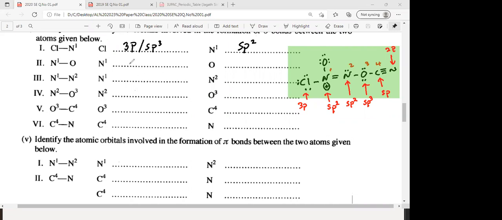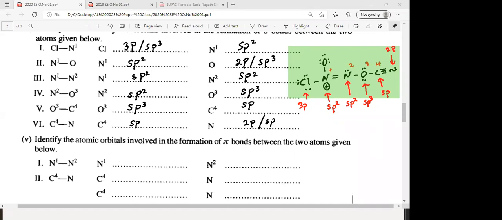Look at the screen and check. Those who have got the printout or have done this, you can mark with the red pen, or else you can copy down the answer separately and do it again later. So N1 is sp2, N2 will be sp2, sp3, O3 will be sp3, this will be sp, C4 will be sp, and 2p.